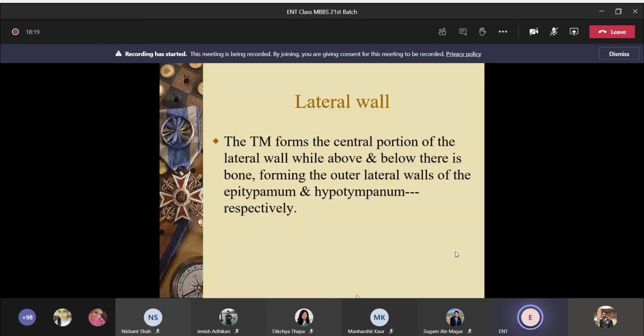Usually the tympanic cavity is divided into three parts. The superior part is the epitympanum, the middle part is the mesotympanum, and the lower part is the hypotympanum. The part above the tympanic membrane superiorly is the epitympanum. The part below the tympanic membrane is the hypotympanum. And the part which is continuous with the tympanic membrane is the mesotympanum.